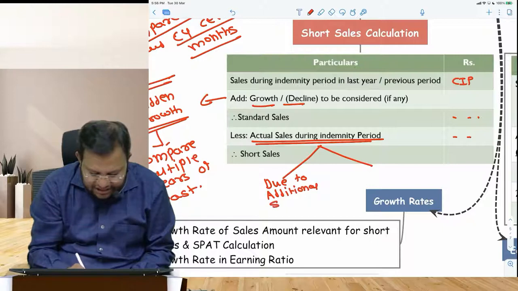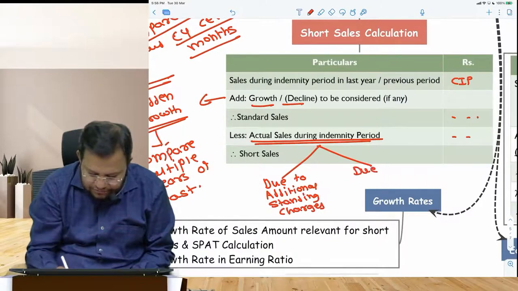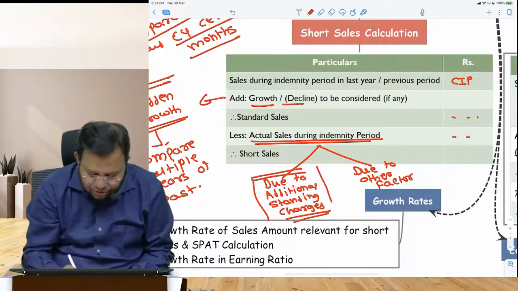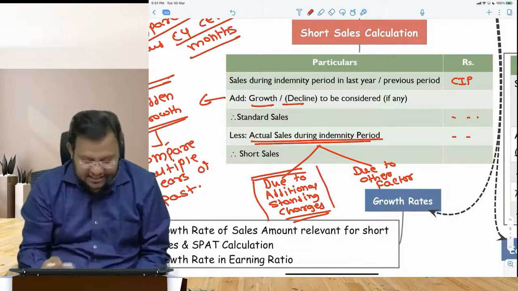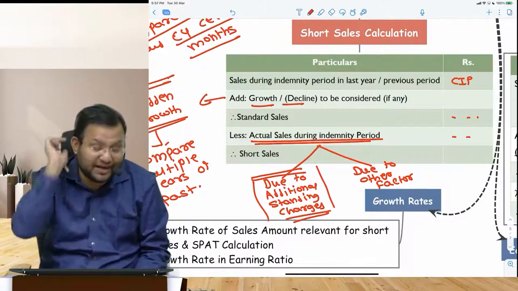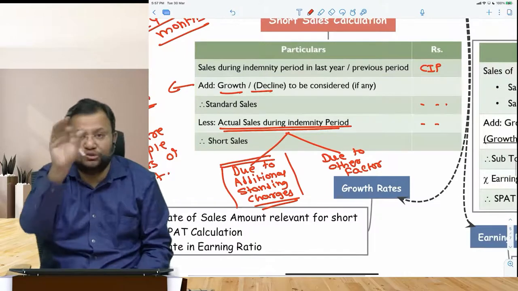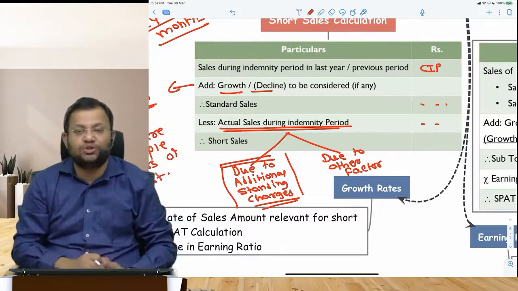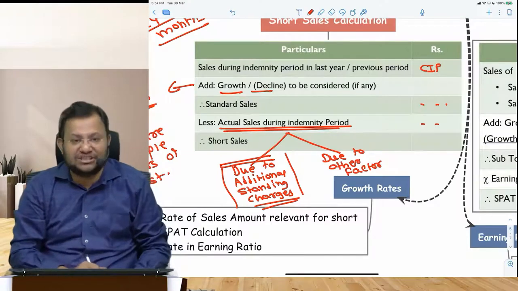Due to additional standing charges and due to other factors. By default, if nothing is given, we assume entire sales are due to additional standing charges. All sales that have taken place during the indemnity period are assumed to be due to additional expenses. That is why the insurance company gives you compensation for additional expenses.